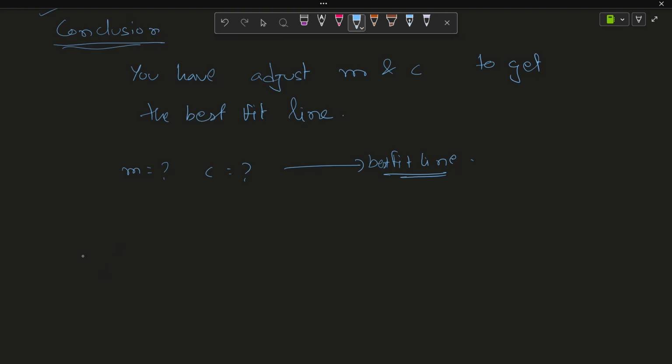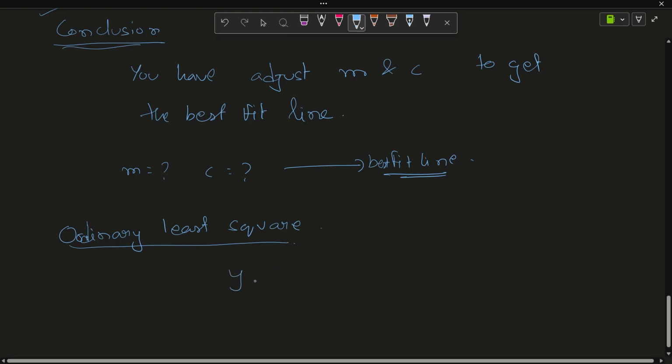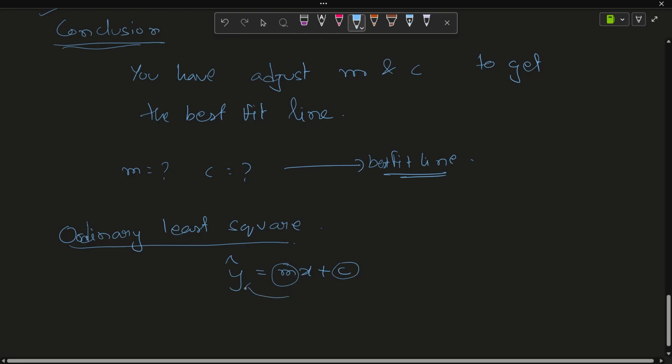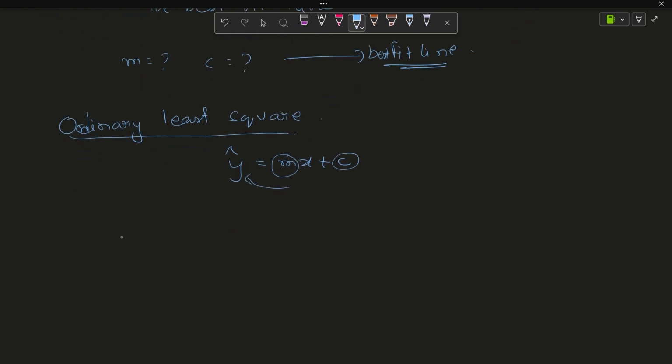Let's see what happens. Ordinary least square, we will be using this to deduce the values of m and c. Before that, see, this is the y equal to mx plus c line. More specifically, this is the y pred, all right. You have to find this m and c to get the best fit line, to get the y prediction. Then how will you get the things?